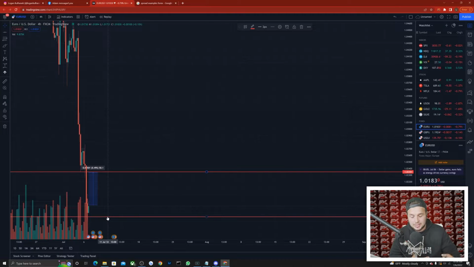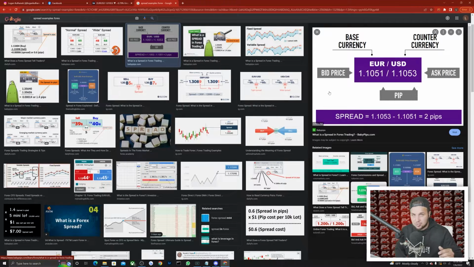I'm just using this as an example for you guys to understand how important spread is. If your spread's really high, you have to understand that the market is going to get you in really high or really low compared to your entry point. So it's very important for you guys to understand what spread is. I'm going to show below this video a great example completely explaining spreads, all the numbers, and what pips are.